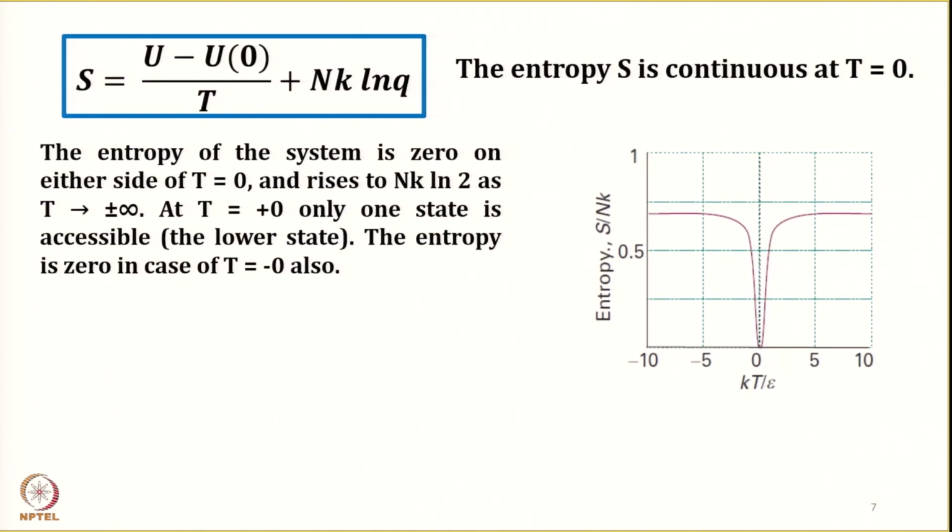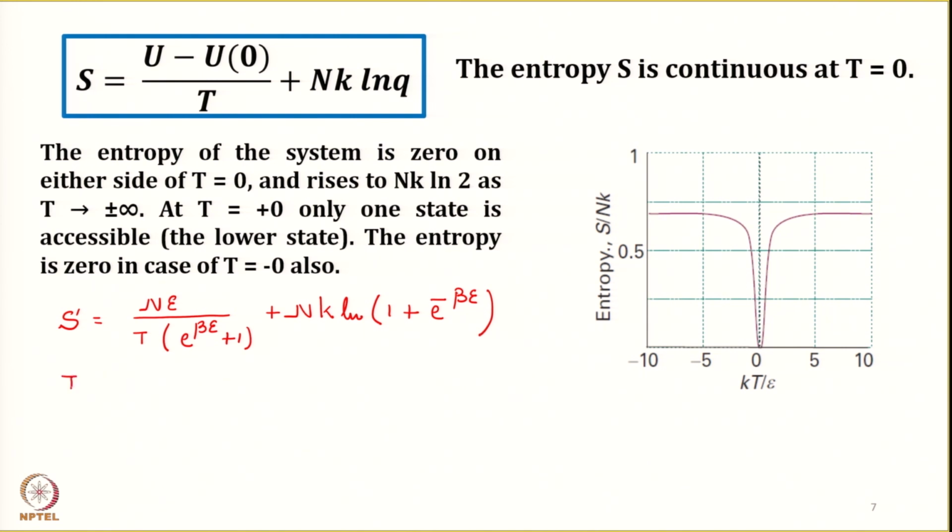We'll see about entropy here. And we can use the same expression that we derived for U minus U0. We have S equal to U minus U0 over T, which is Ne over T times exponential beta E plus 1, plus Nk log q, where q is 1 plus exponential minus beta E. This is for a two-level system. Here we see some continuity.